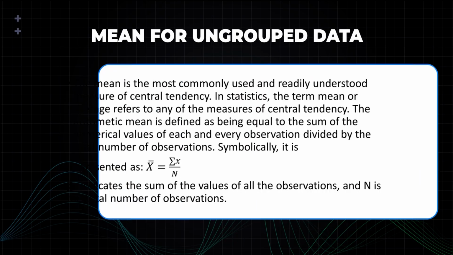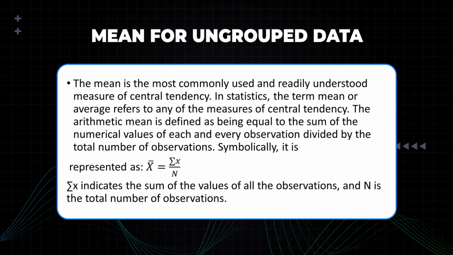The mean is the most commonly used and readily understood measure of central tendency. In statistics, the term mean or average refers to any of the measures of central tendency. The arithmetic mean is defined as being equal to the sum of the numerical values of each and every observation divided by the total number of observations.